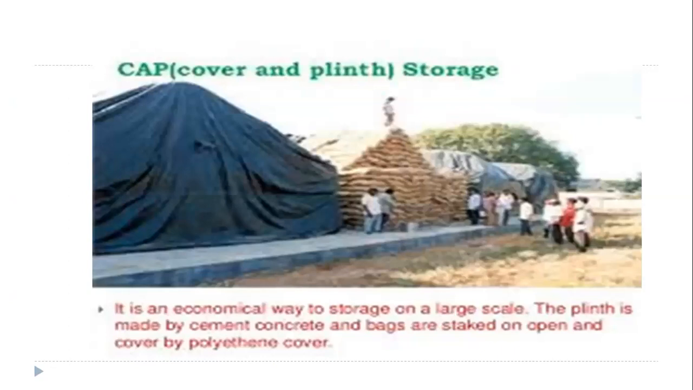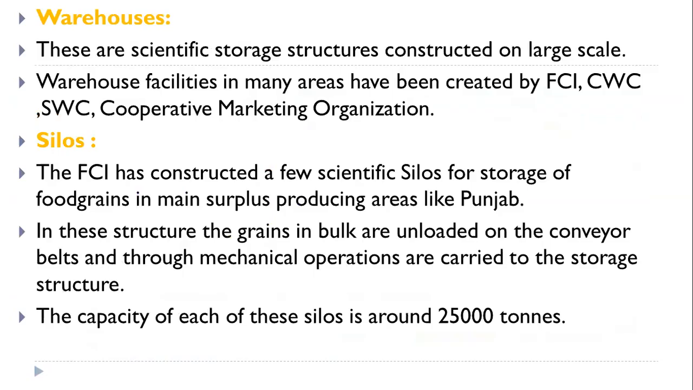Generally, it is used for storing food grains on a large scale, and it is economical to use this particular structure, and it is adopted generally by FCI. Then the second large scale structure, which I already discussed at the time of the practical, is warehouses. These are scientific storage structures constructed on a large scale, and warehouse facilities in many areas have been created by FCI, the Food Corporation of India, CWC, Central Warehousing Corporation, SWC, State Warehousing Corporation, and cooperative marketing organizations.